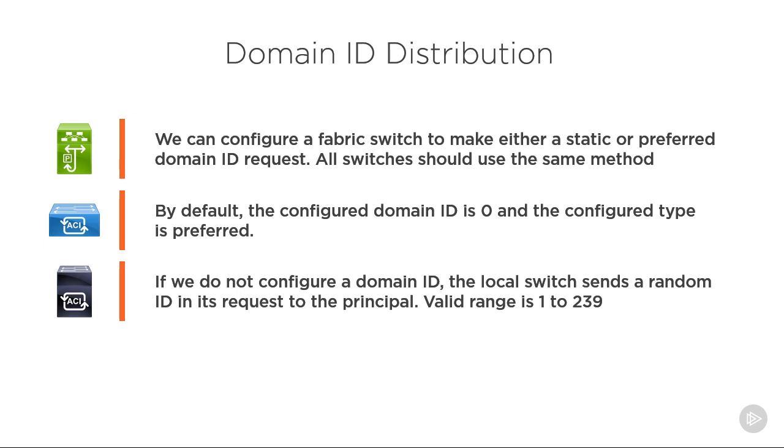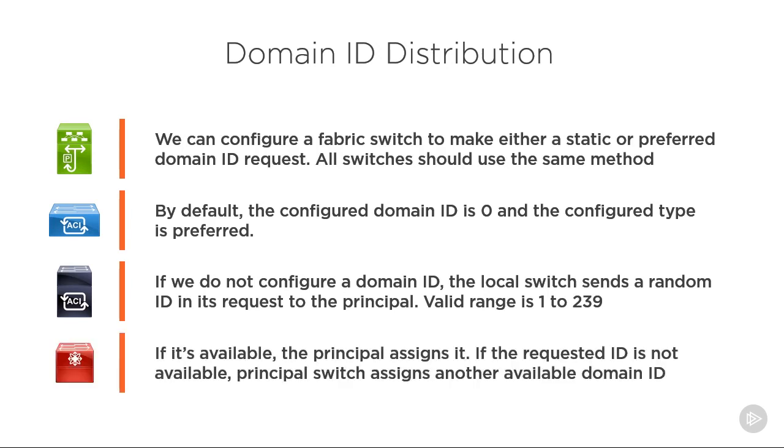79? And it will ask the principal switch for domain ID 79. As long as that's available, the principal switch says, sure, here, no problem, take 79. But if it's not available, if it's been associated to another switch, the principal switch will then pick another ID. Sorry, that ID is not available. How about ID 5? And that's how fabric switches get their domain ID. Coming up next, we're going to examine Fibre Channel configuration.